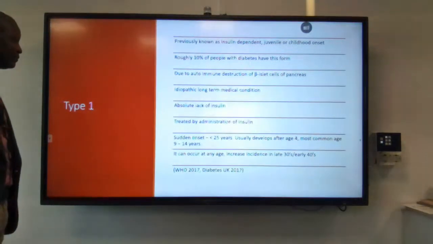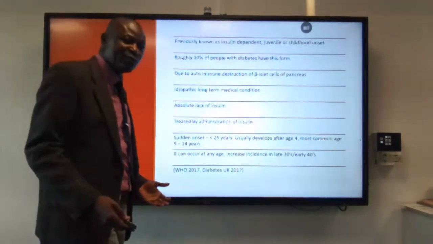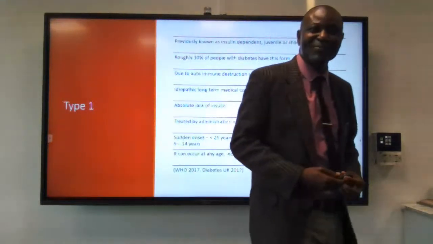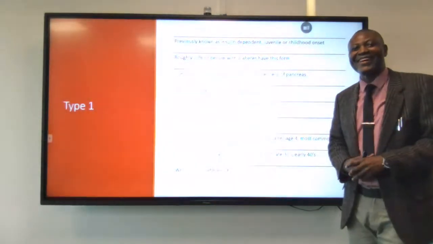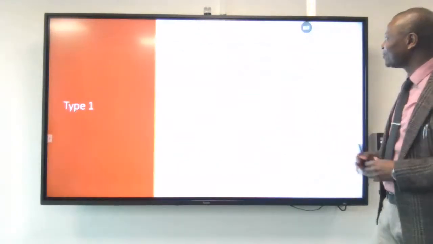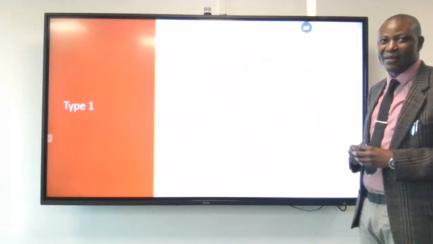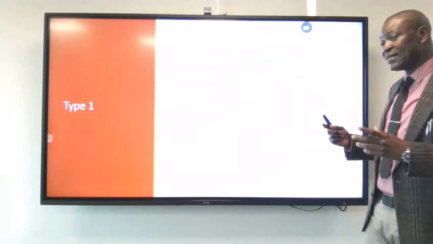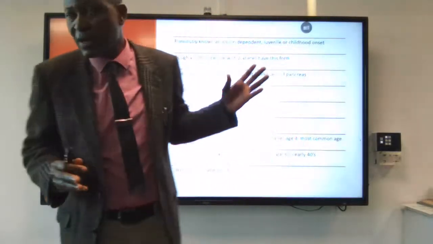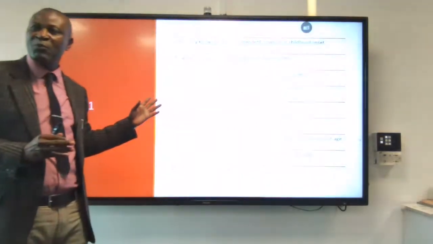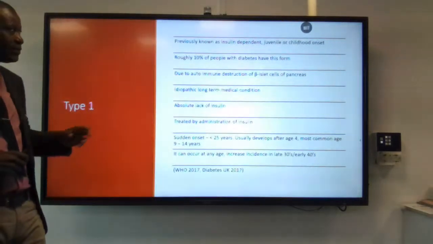So type 1, previously known as insulin-dependent, juvenile or childhood onset, if you read all those old textbooks from when we trained as nurses. Nowadays you really see the term type 1. These account for about 10% of all diabetes, that is, about 10% of the diabetes population.